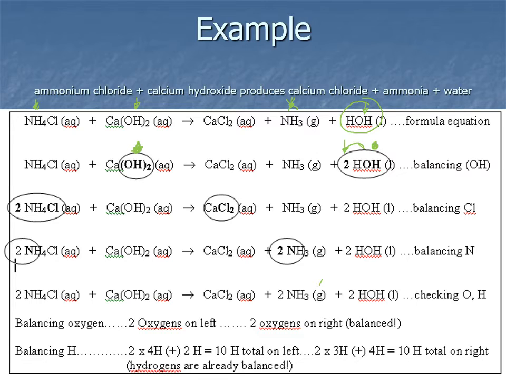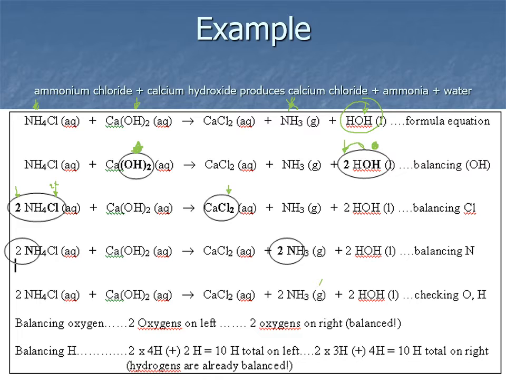Let's move on. So now we're going to look at the chlorines. So I initially have 1 chlorine on the left. Coming over here, I have 2 chlorines on the right. And in order to have 2 on the left, we would simply need a multiplier of 2, and that would be our coefficient of 2. Okay, so the chlorines now balance. The hydroxides are unaffected, the chlorines balance.